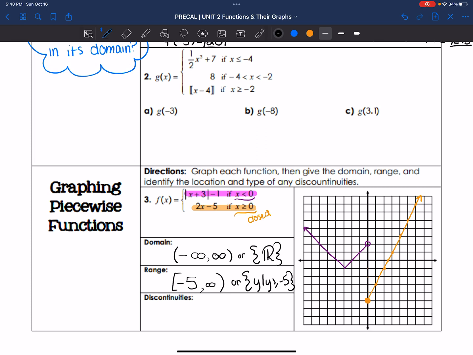-5. And we do have a discontinuity here, don't we? What kind of discontinuity is this, ladies and gentlemen? It is a jump discontinuity. And at what value does that happen? That is at x equaling 0, right where those two pieces are coming together. We see that it is not coming together at one point, but that they are broken apart.